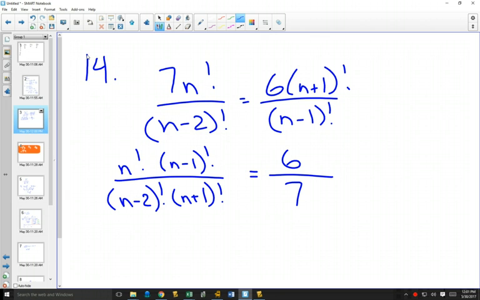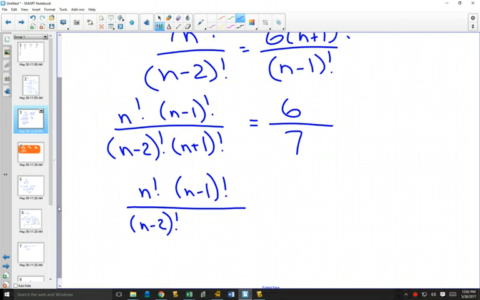The reason it's nice to get all of the factorials on one side is you'll get more cancellation done quicker. On the left-hand side, which is the biggest factorial? Of those four, which one is the biggest? N plus 1. So I'm going to keep n minus 2 factorial down here, keep n factorial and n minus 1 factorial up here, and I'm going to start expanding n plus 1 until I get to something that's on the top that will cancel out. Of course, it's still equal to 6/7 over here.